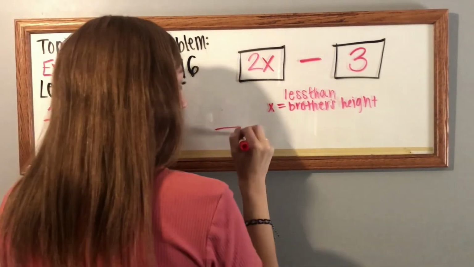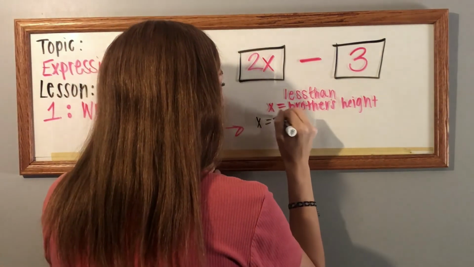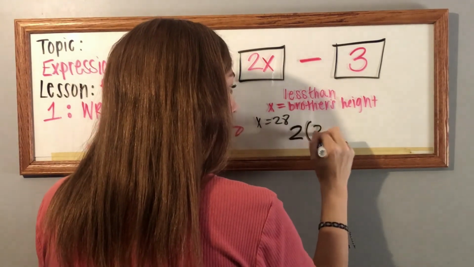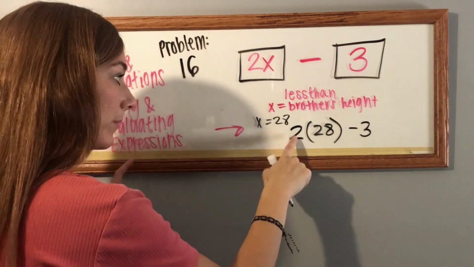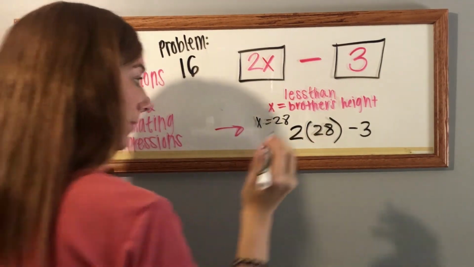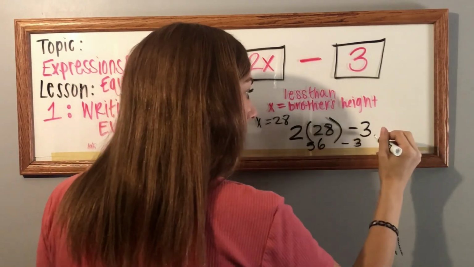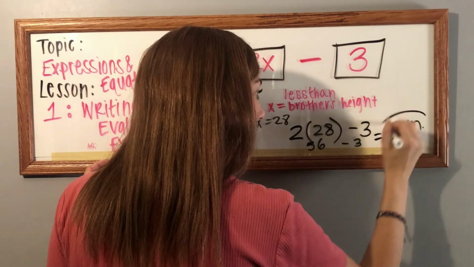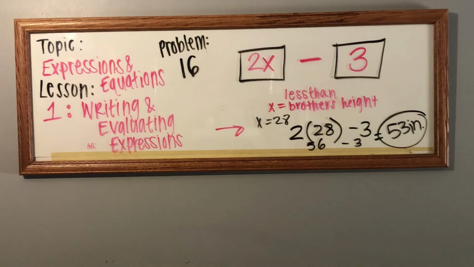And now if I wanted to figure out how tall Martina was if her little brother was 28 inches tall, I am going to plug in 28 for x. So 2 times 28 minus 3. 2 times 28 is 56, minus 3. So our final answer for Martina is she is 53 inches tall if her little brother is 28 inches tall.